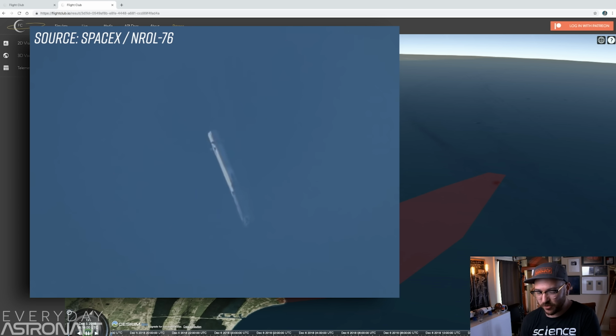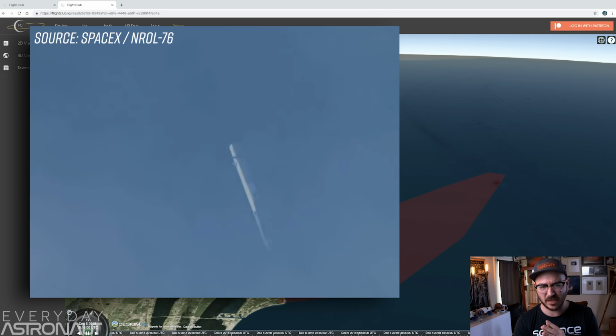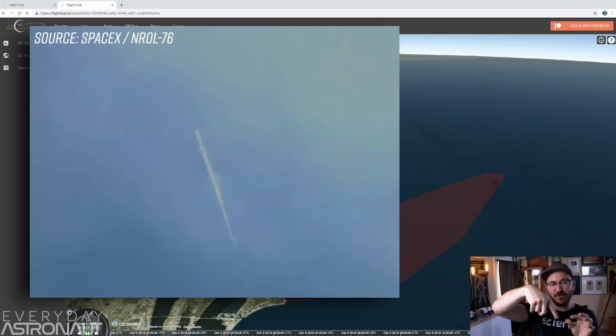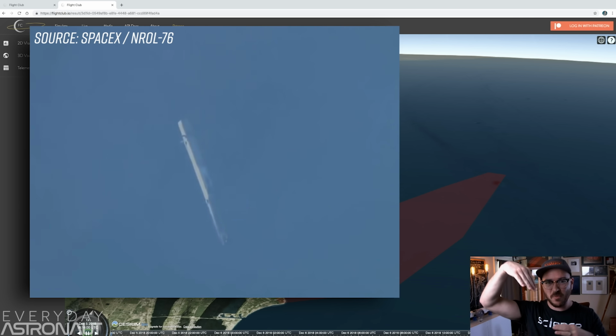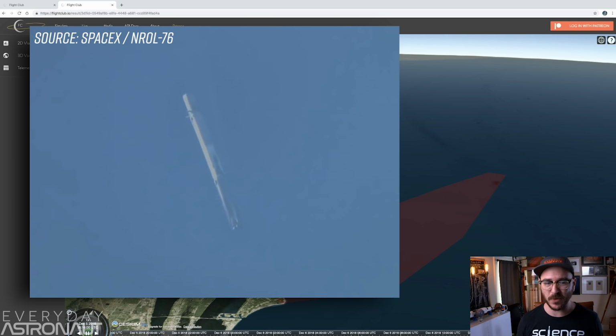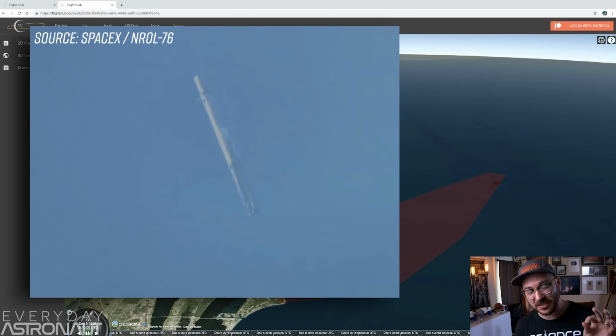We have really good footage of this. I think my favorite footage is from NROL 76. That was in 2017. And you can just tell, you can see how much the vehicle is doing this dogleg and how much it can almost fly through the atmosphere. It's really, really cool, and it needs the grid fins to do this.